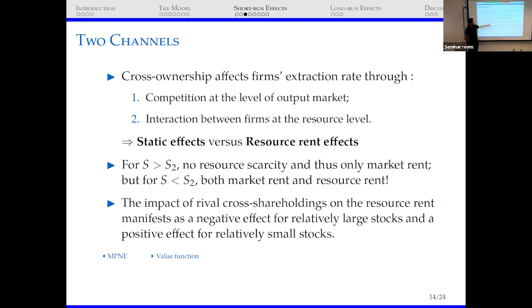But when S is lower than S2, both the market effect and the resource effect are in the game. So the impact of rival cross shareholdings on the resource effect manifests as a negative effect for relatively large stocks and a positive effect for relatively small stocks, positive and negative in terms of whether you want to preserve the reserves or not. And then it will give you more money if you handle it very wisely.